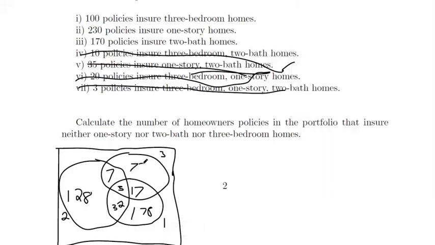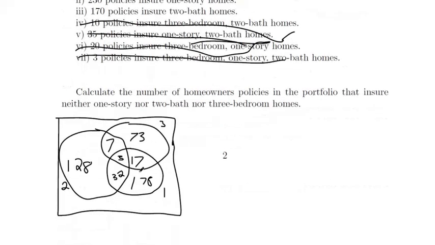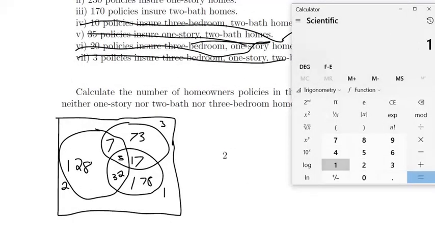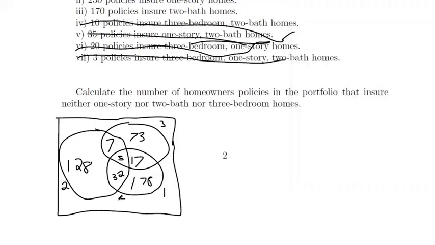Now remember, they say that there's 1,000 homes total, right? So let's see how many we have in our Venn diagram. Add up all the numbers in the Venn diagram. Okay, if I added those right, I've got 438 in my Venn diagram. So that means there's an additional 562 homes that have none of these 3 criteria. So there's 562 homes that are not 1 story, that do not have 2 baths, and they do not have 3 bedrooms. That's what they're asking for in this problem. How many homes do not meet any of these criteria?